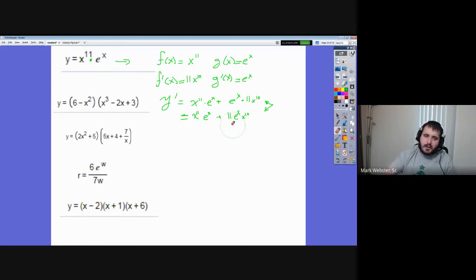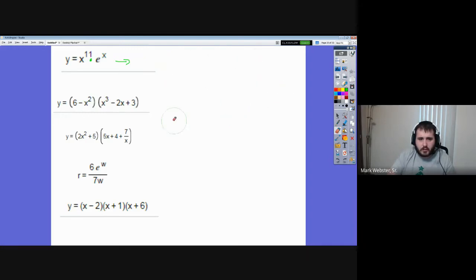Okay, let's do some more. Again, it's more of this power rule stuff in here. So look at this one. Left d right plus right d left. Let's find our left.